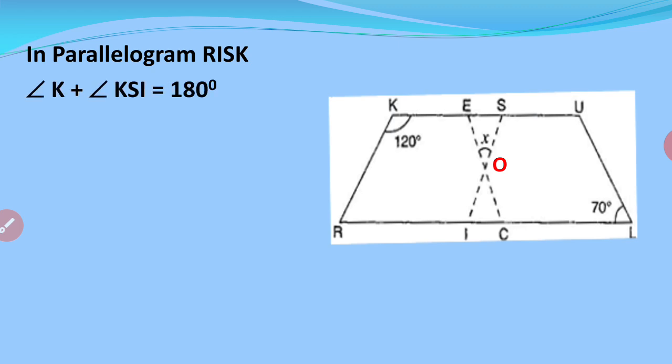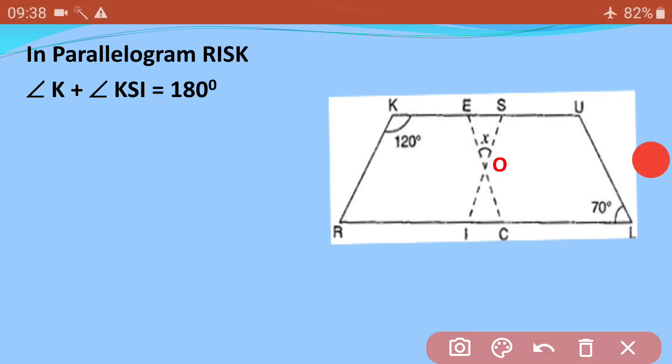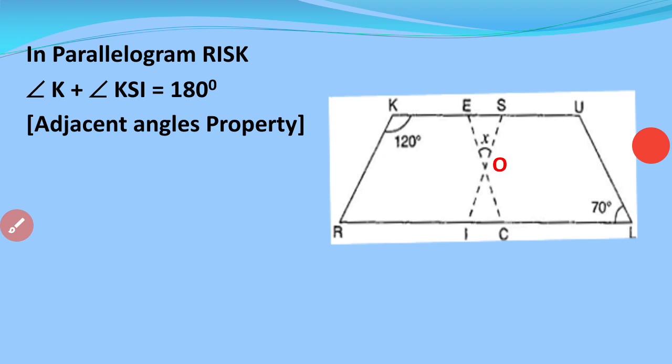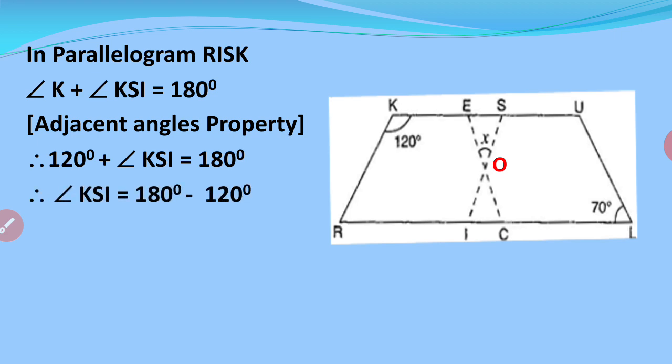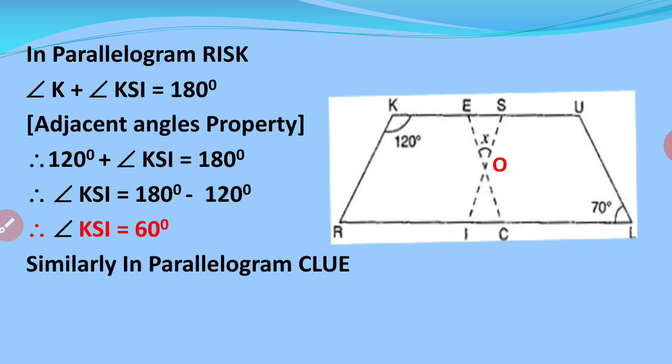Angle K plus angle KSI is equal to 180 degrees. Now we have considered RISK as the parallelogram. So angle K and angle KSI are adjacent angles. Therefore the sum is 180 degrees. The property used is the adjacent angle property of the parallelogram. After substituting the value of K to be equal to 120 degrees, we get the measure of angle KSI as 60 degrees.